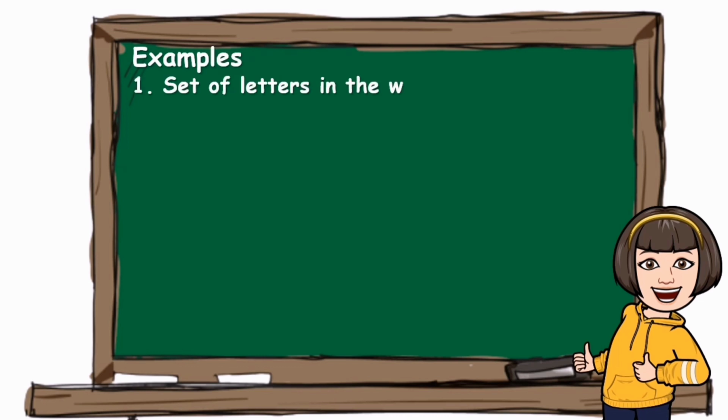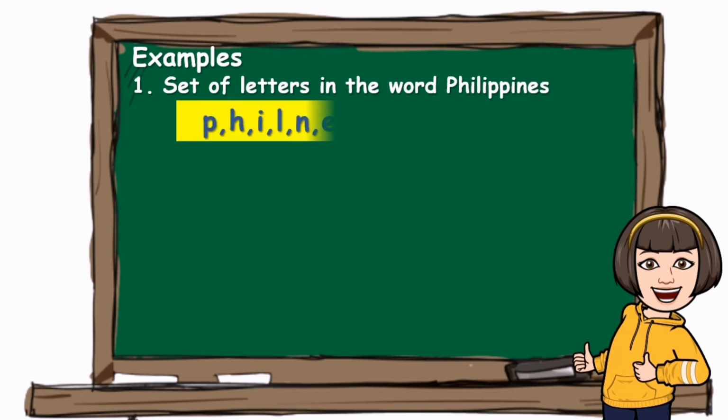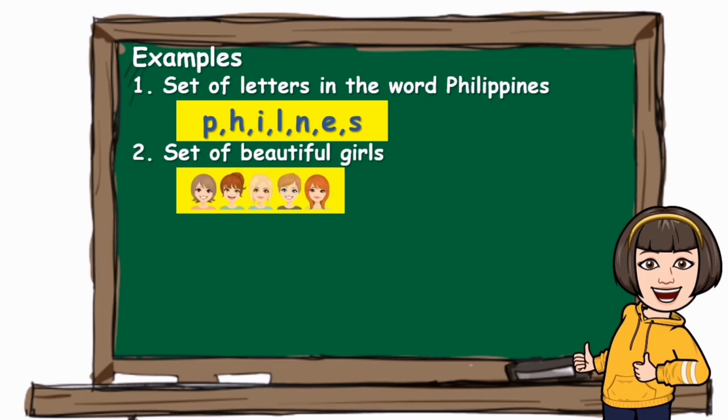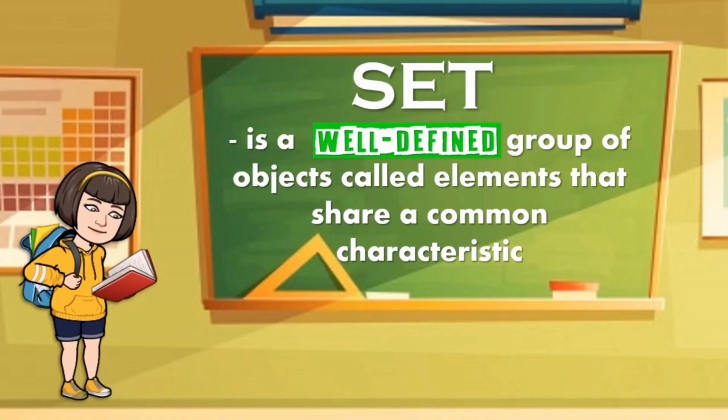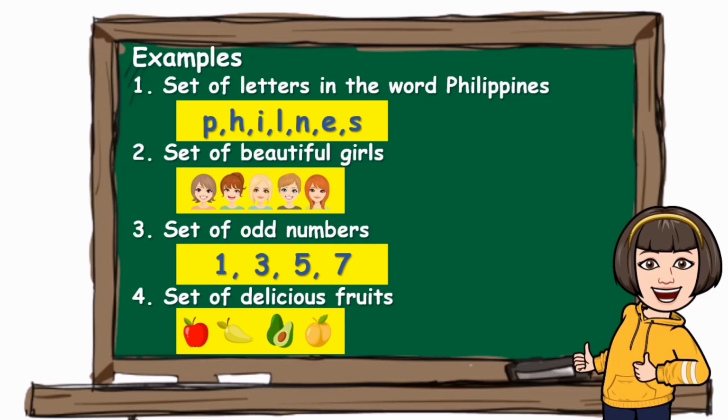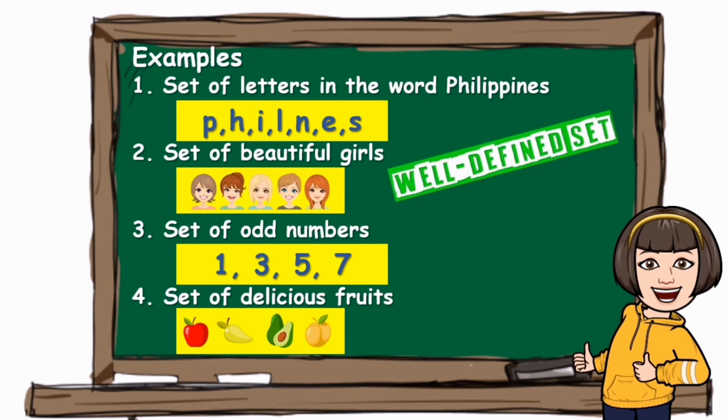Number 1, the set of letters in the word Philippines. Number 2, the set of beautiful girls. Number 3, the set of odd numbers. And number 4, the set of delicious fruits. Will you please observe the given examples? From the given definition earlier, it is mentioned that a set is a well-defined group of objects. Let us now identify which among the given examples is a well-defined set and which is not.